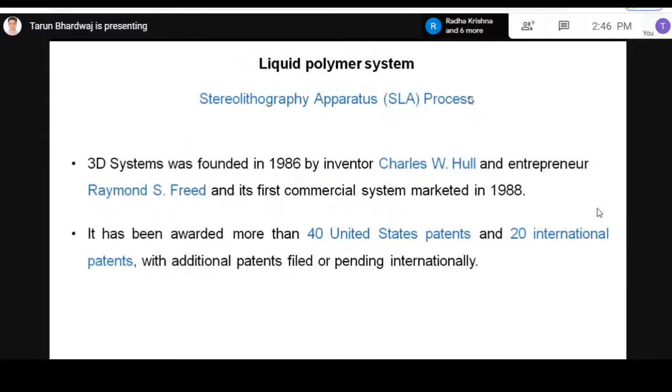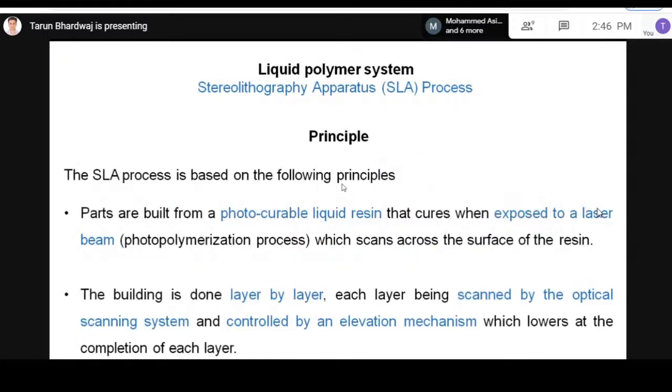Now we come to the SLA process in detail. 3D Systems was founded in 1986 by the inventor Charles W. Hull and the entrepreneur Raymond S. Freed, and its first commercial system came in 1988. It has been awarded more than 40 US patents and 20 international patents, with additional patents filed and pending internationally for the SLA, because it is the first 3D printing process that was developed.